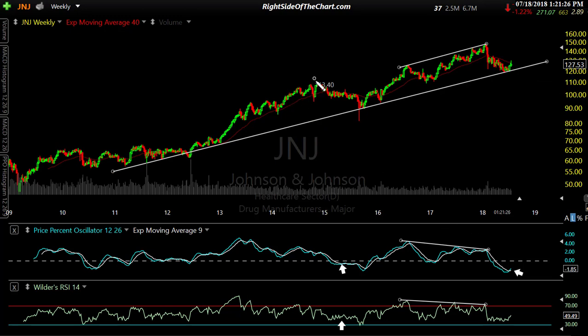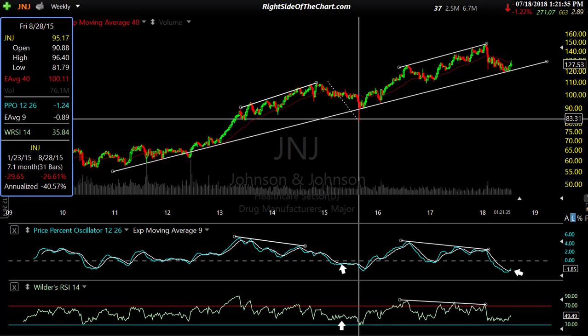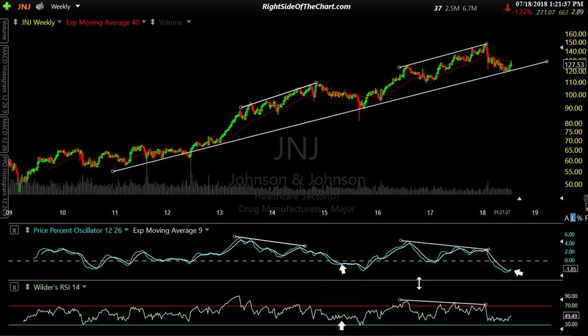Big divergent high, just like we had back here. You can see we had a big negative, large negative divergence, and that played out for the biggest correction in this stock since the bull market started. That was about a 26 or so percent drop, just roughly measuring that. Very clear, clean negative divergence, just like we have now.